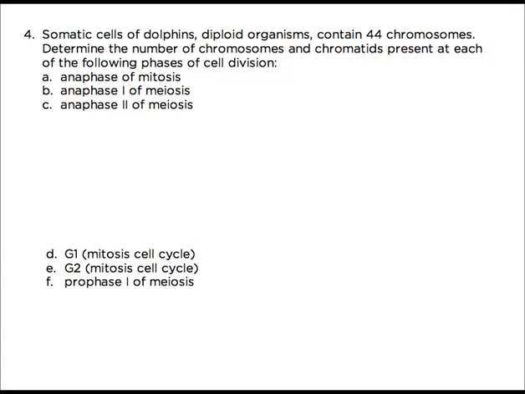Question 4 asks, somatic cells of dolphins, diploid organisms, contain 44 chromosomes. Determine the number of chromosomes and chromatids present at each of the following phases of cell division. Now there are quite a bunch of parts of this question. There's A, B, C, D, E, F, G, H, I, J, even though you can't see them all here. We broke them up so we could consider them a few at a time.